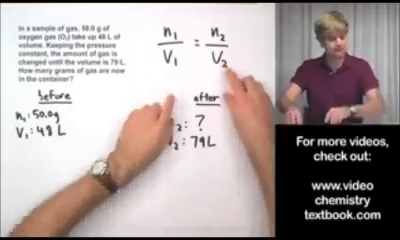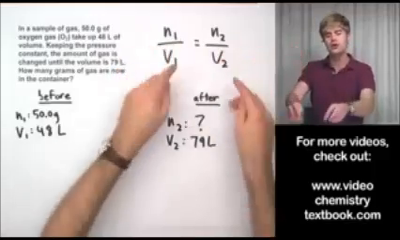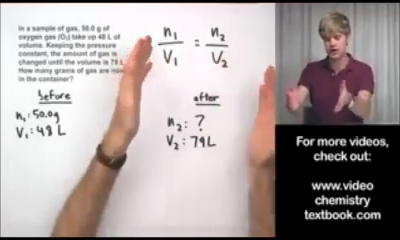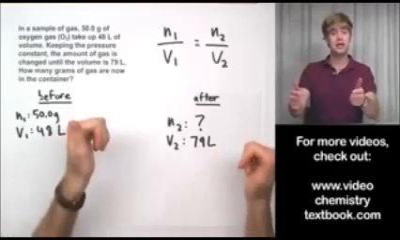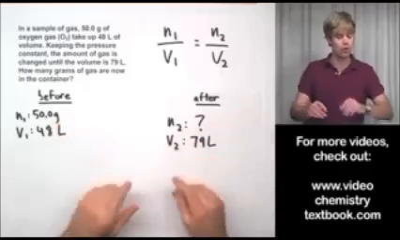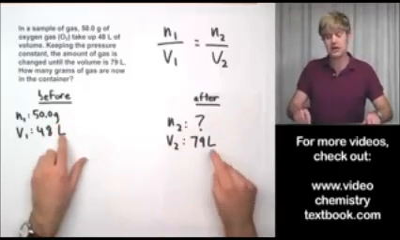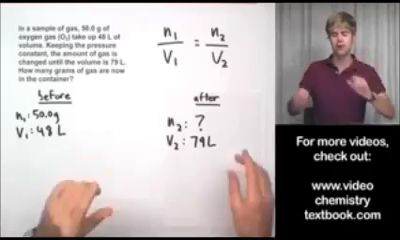The other thing is the V's. It doesn't matter what units the volume is in, as long as they are both in the same units. Okay, so liters here, we're set. If this was milliliters, milliliters, that would also be okay. But it wouldn't work if one was milliliters and the other was liters. So volume units don't matter as long as they're both the same.